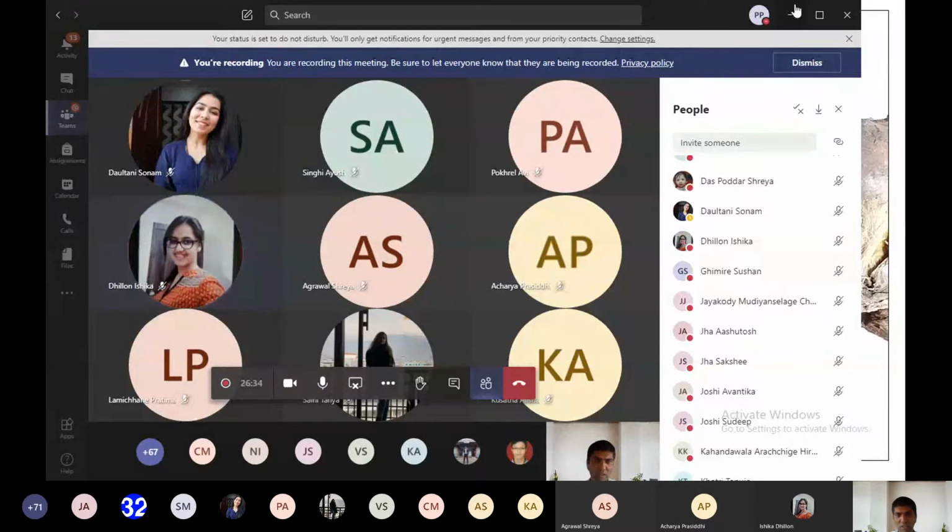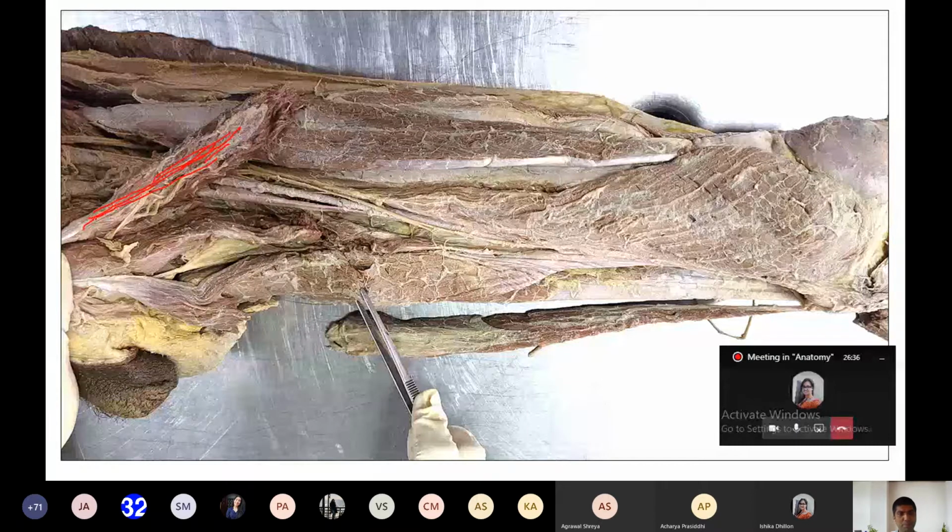Susan, are you there? I hope you can see it. What is this structure, which I'm tracing? Already I have told Ishika, it is reflected from medial side to the lateral side. What may be this structure? This one, I have painted with the red color. This muscle is a very, very important muscle for every sport. Everybody see carefully, listen carefully with 100% concentration.